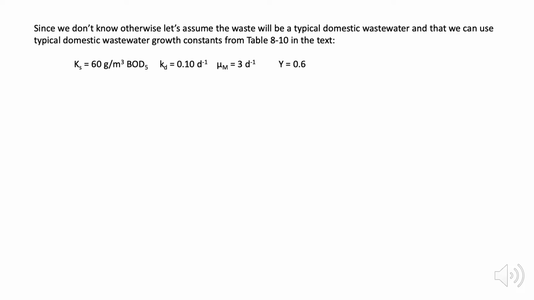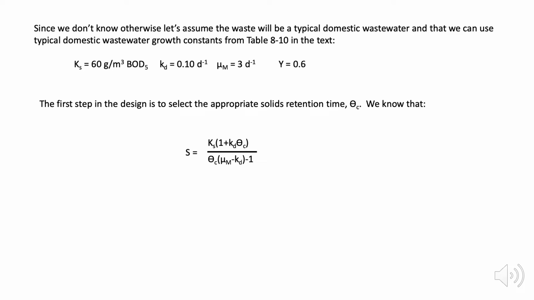And in your textbook, if you look at table 8-10, those parameters are listed, and you can see them listed here. K sub S is 60 grams per cubic meter of BOD5. K sub D is 0.1 per day. Mu max is 3 per day. And Y is 0.6.